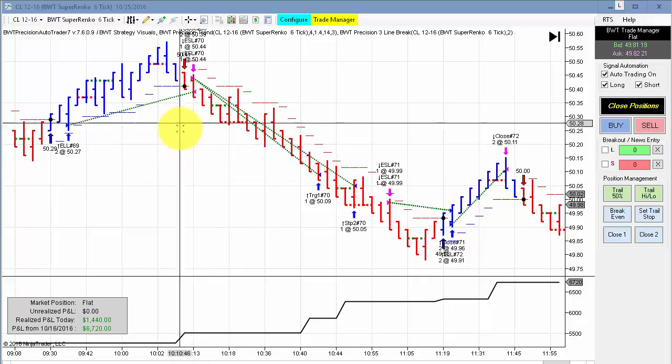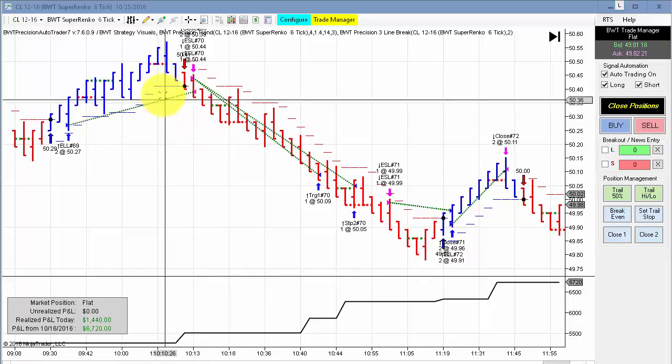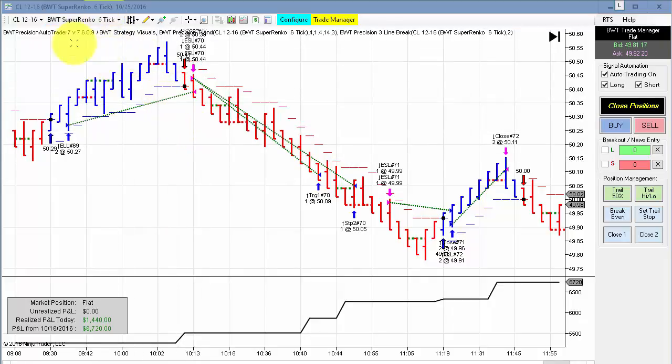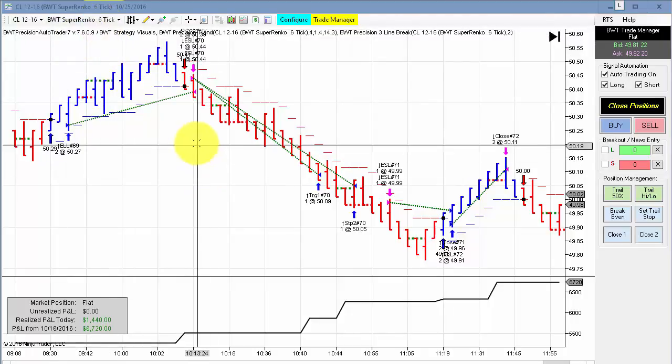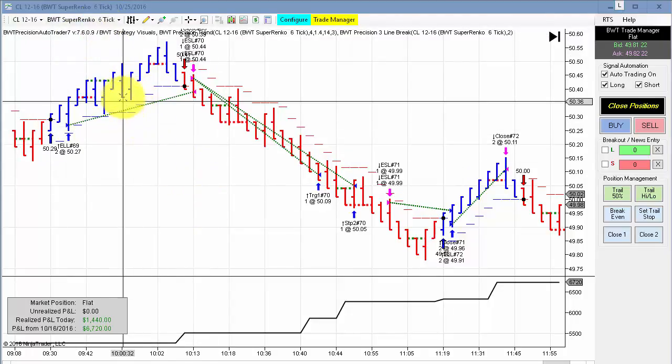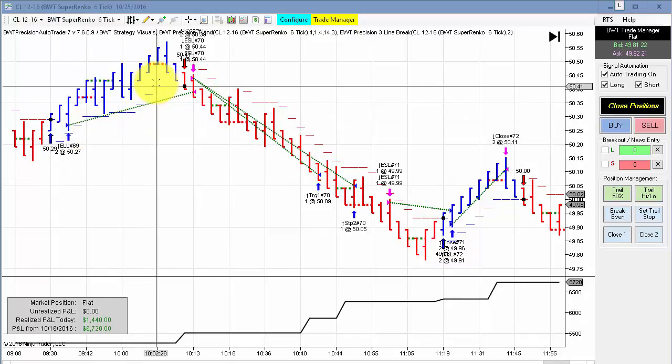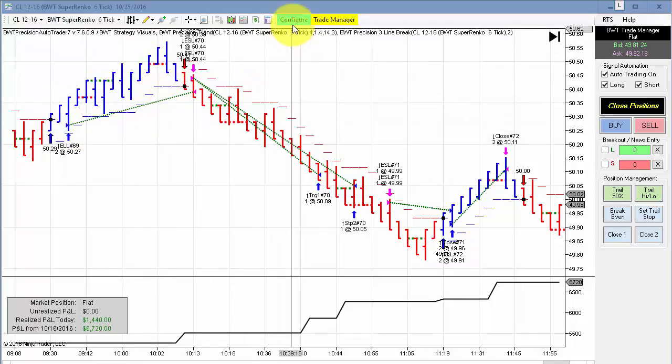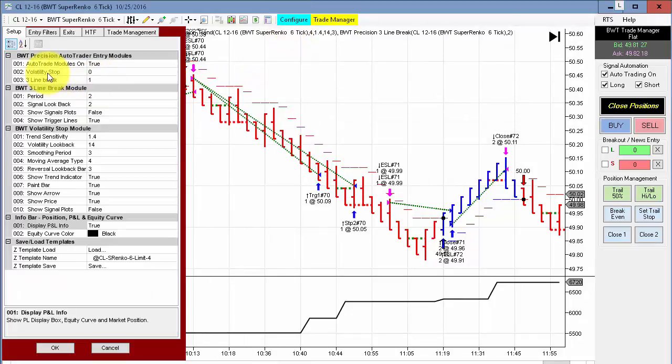One of the questions that came up is how come you show the same instrument on the same chart, like the crude oil and the Super 6 tick? And the answer is this particular chart is using our line break logic. So the auto trader has two choices of logic. We have our volatility logic, and then we have our line break logic.